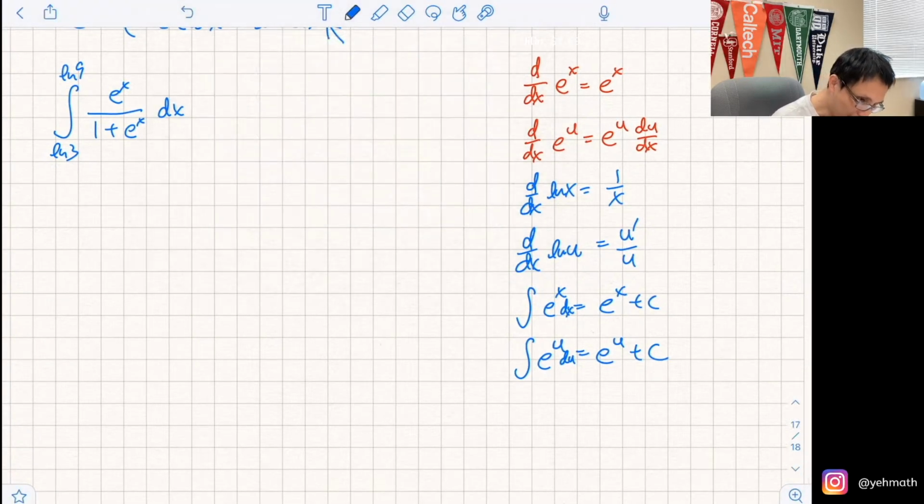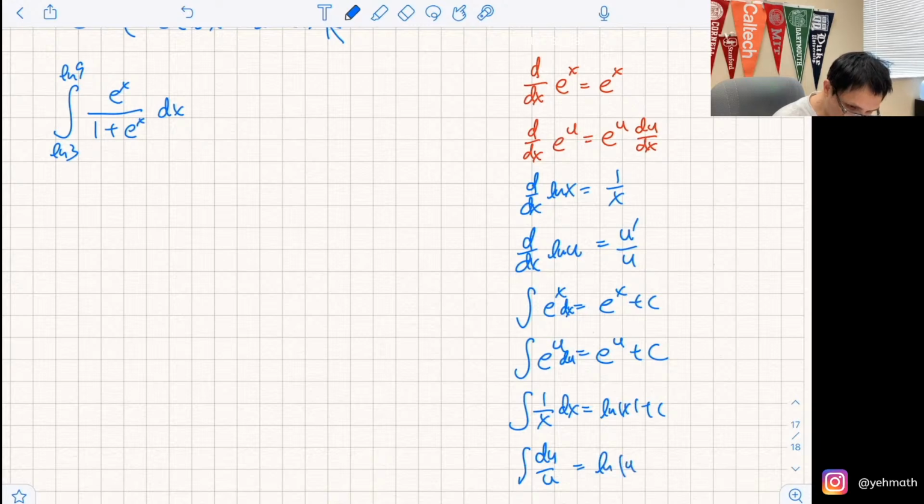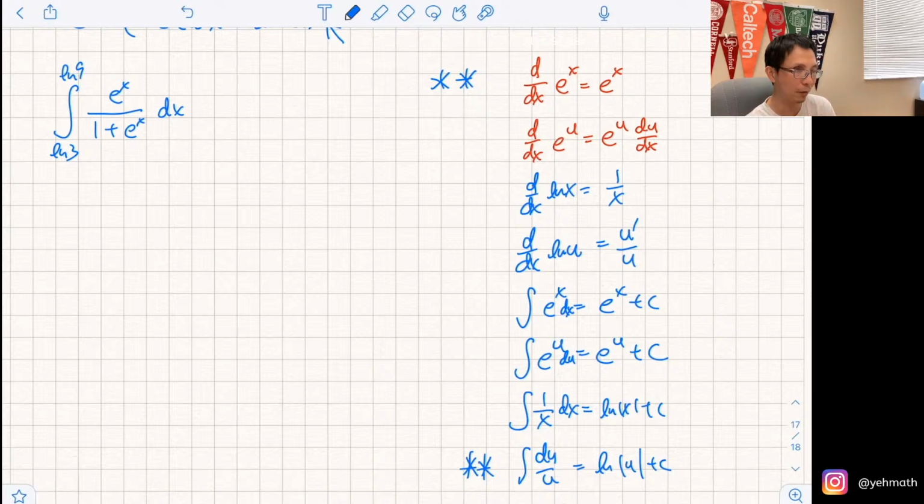Then one last thing, do you know how to do the integration of 1 over x? Yes. The integration of du over u is natural log of u plus c. So it requires essentially these skills right here, and the skills right here require both: the derivative of e to the x, and also knowing that there is a relationship between u and du.